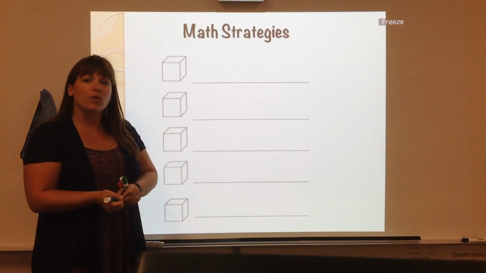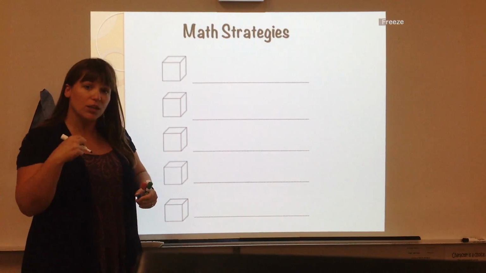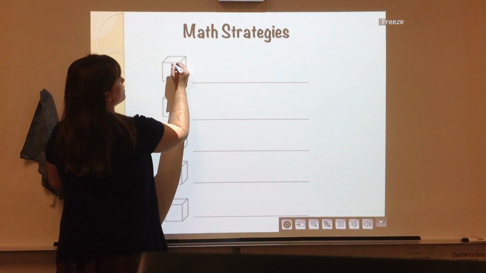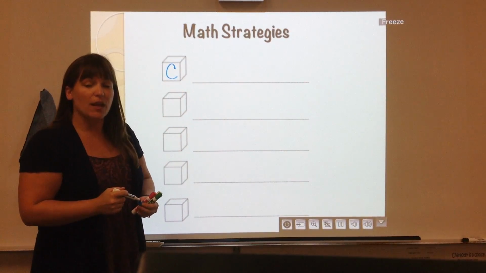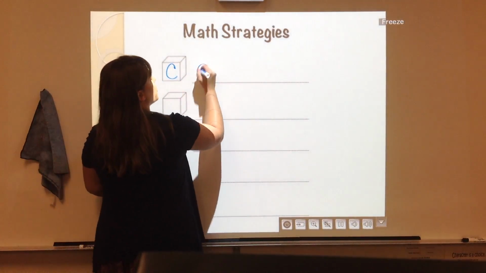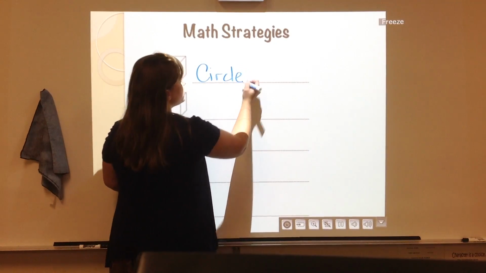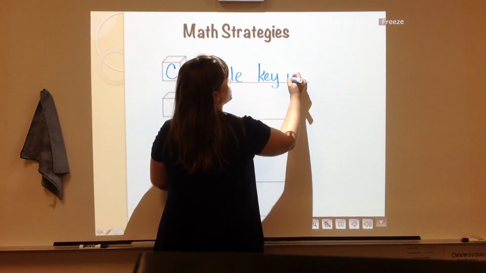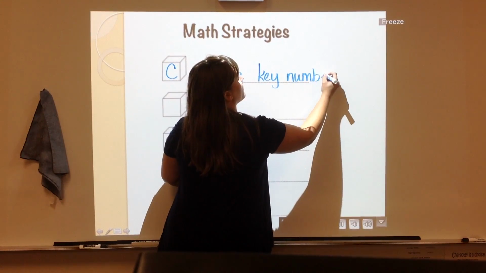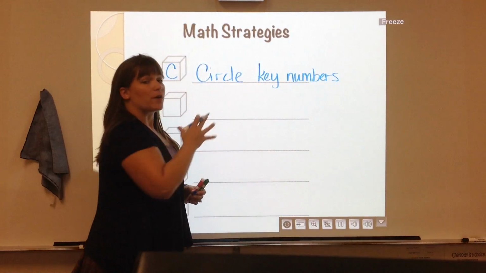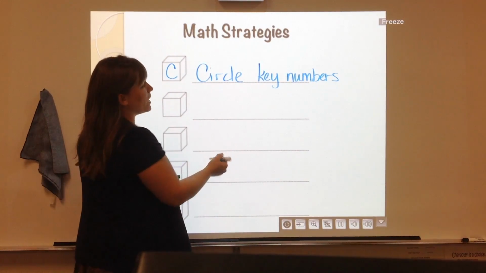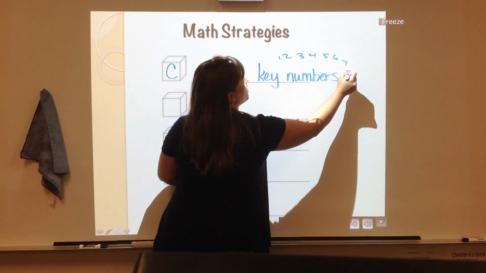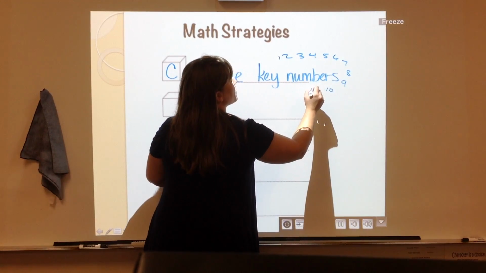So it's an acronym. We're going to write letters in the cubes that you see, and they are going to spell a word. First letter is going to be a C. That's going to stand for the word circle. What are we going to circle? We're going to circle key numbers. Remember, you're writing down everything that I am. And I'm just going to, for fun, put some numbers around the word key numbers.